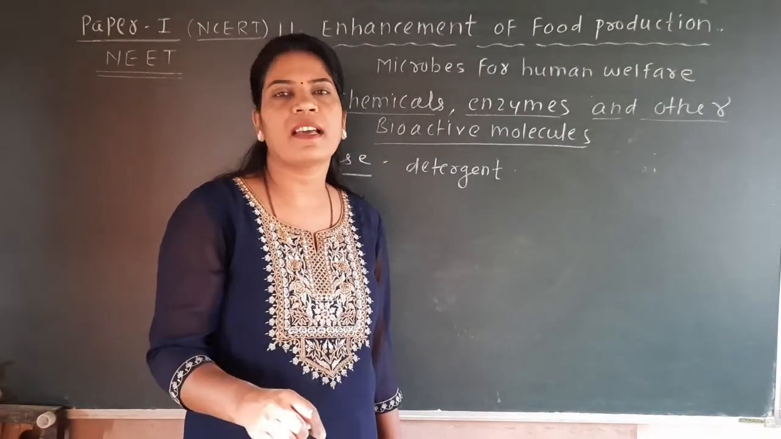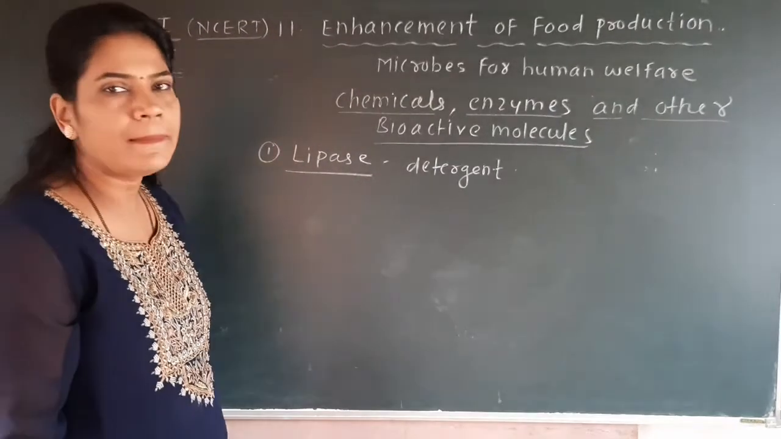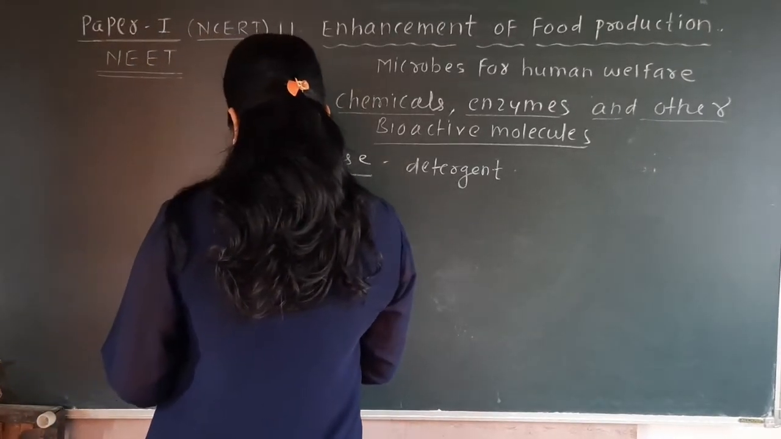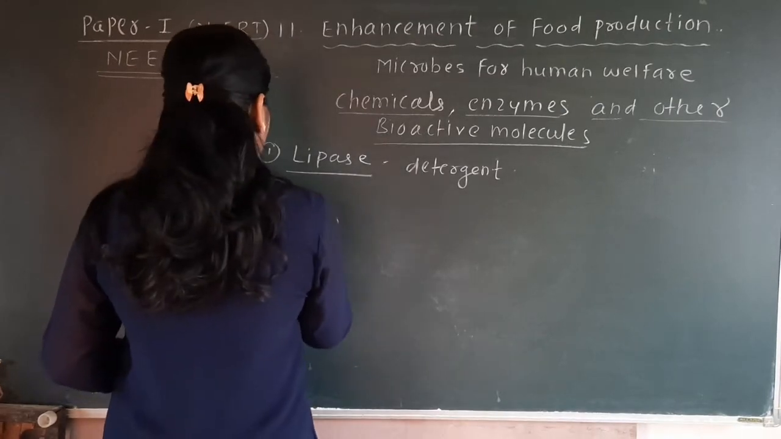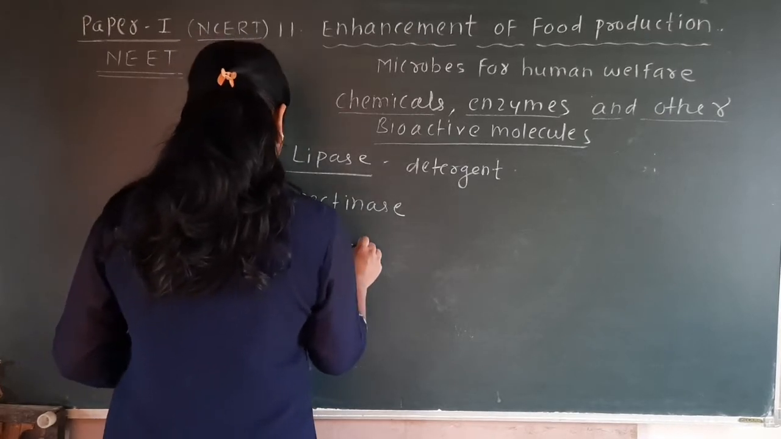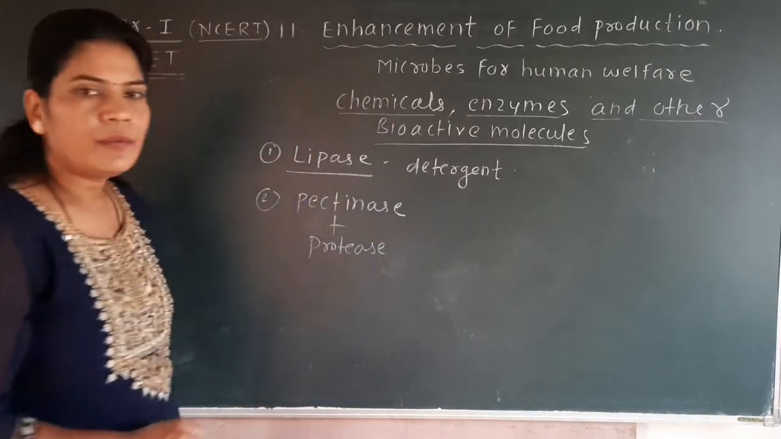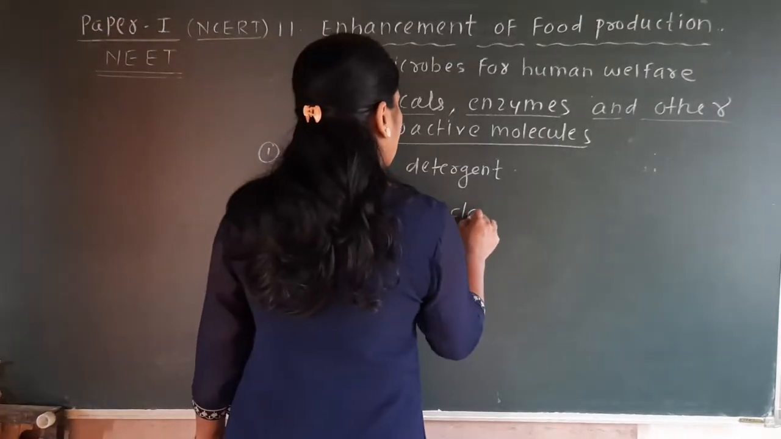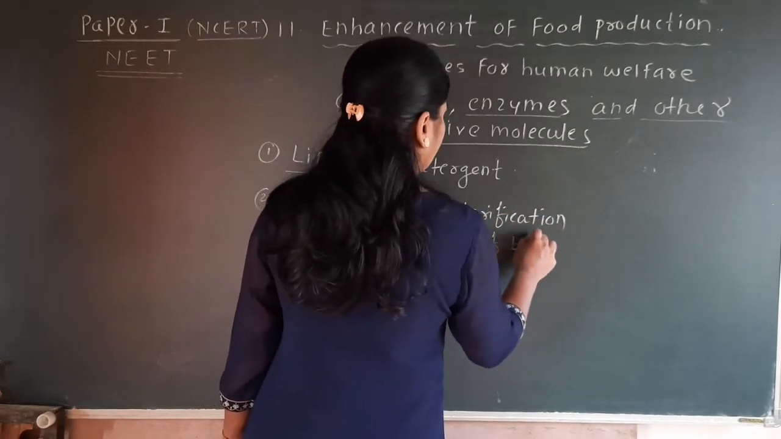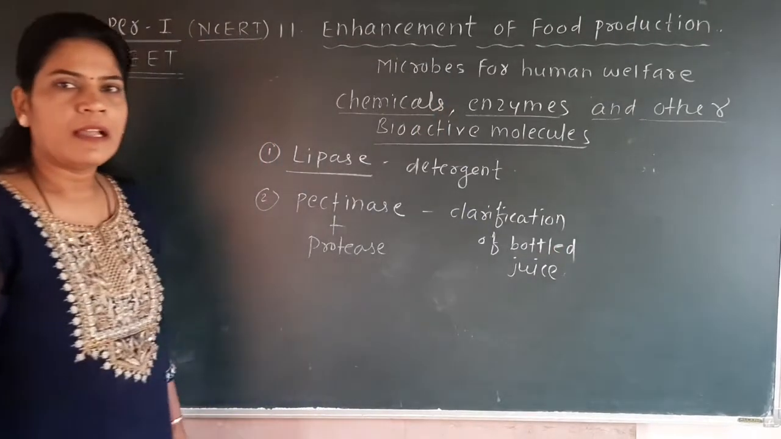So if the question is asked that in the detergent formulation which enzymes are used, then the name of that enzyme is the lipase. Then the second enzymes, there are two enzymes, pectinase and proteases. They are used for clarification of bottle juice. What is meant by that?